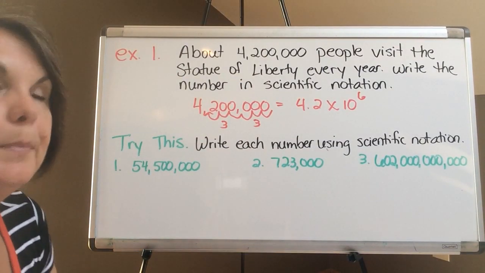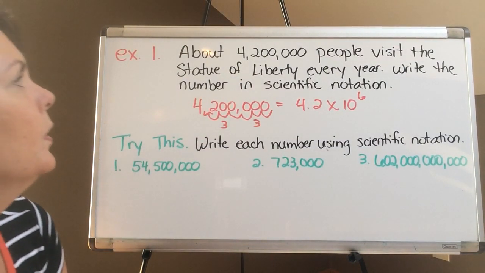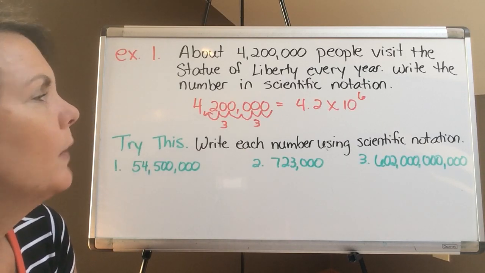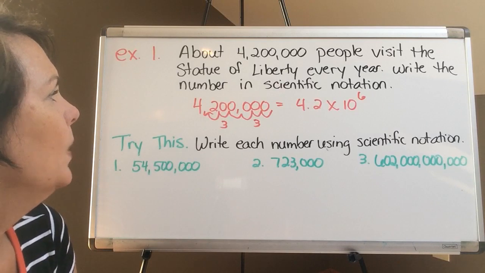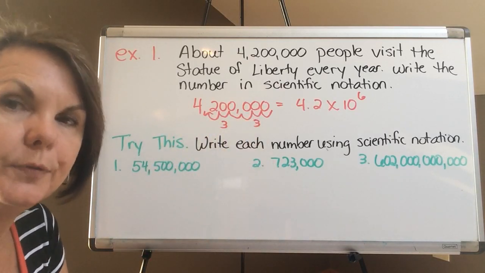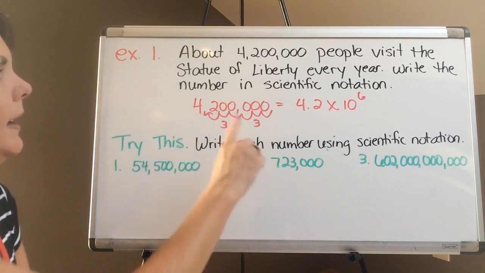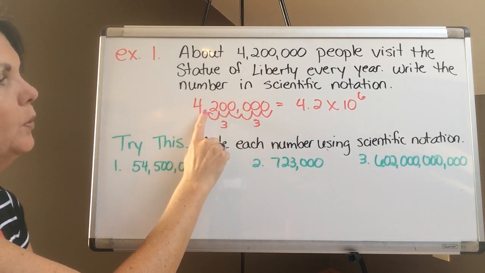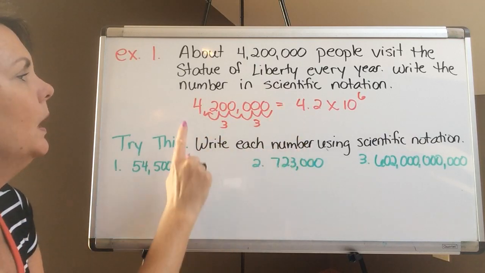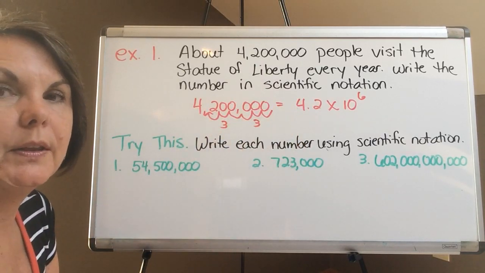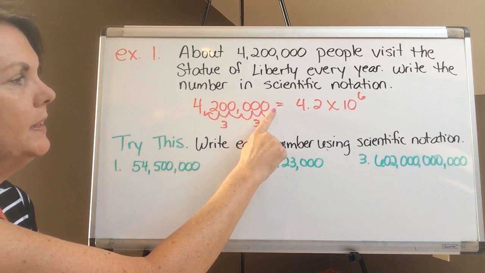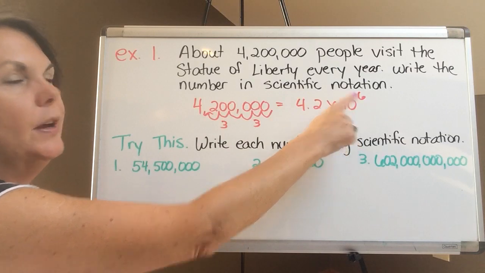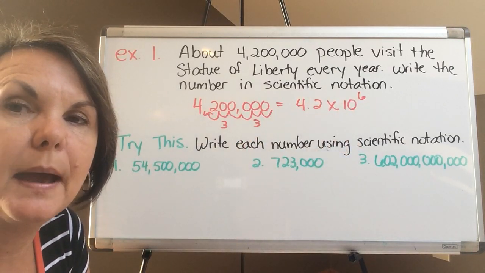Let's take a look at an example. About 4,200,000 people visit the Statue of Liberty every year. Write that number in scientific notation. Well, here's the number in standard form. That's how we write our numbers. Okay, so I want to move over, all the way over, so my decimal point is between the 4 and the 2, 4.2. Only one digit may be in front of the decimal point. Well, how many places did I move the decimal? 1, 2, 3, 4, 5, 6. There's my exponent, 10 to the 6th power.